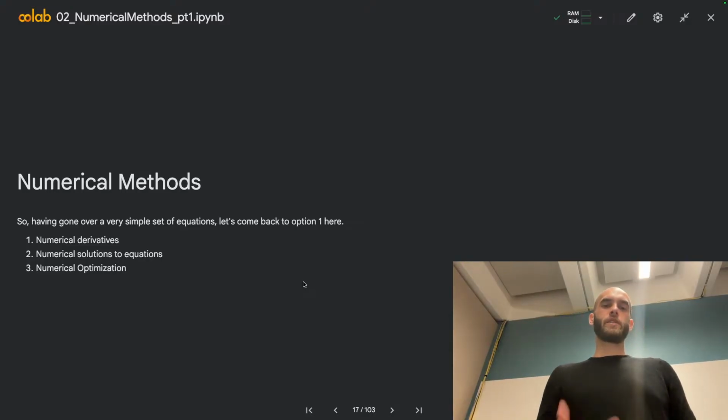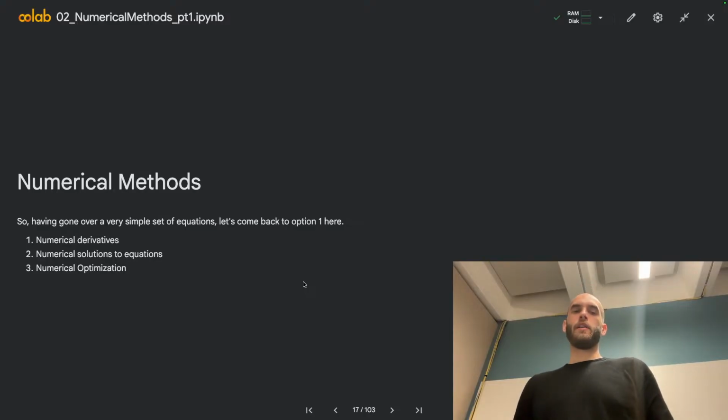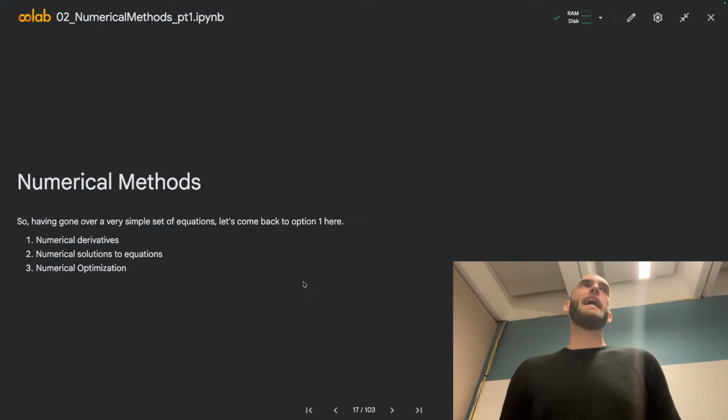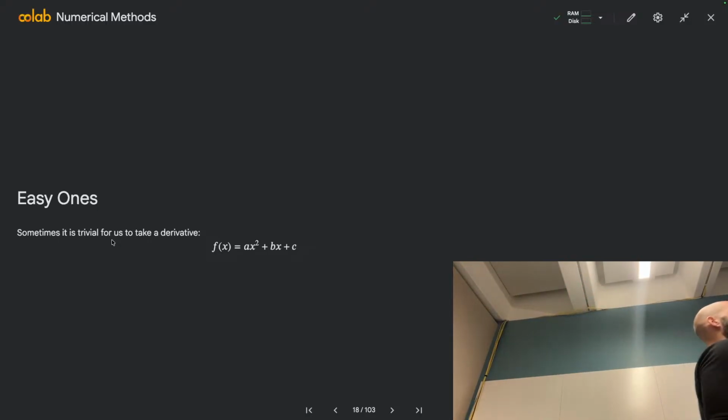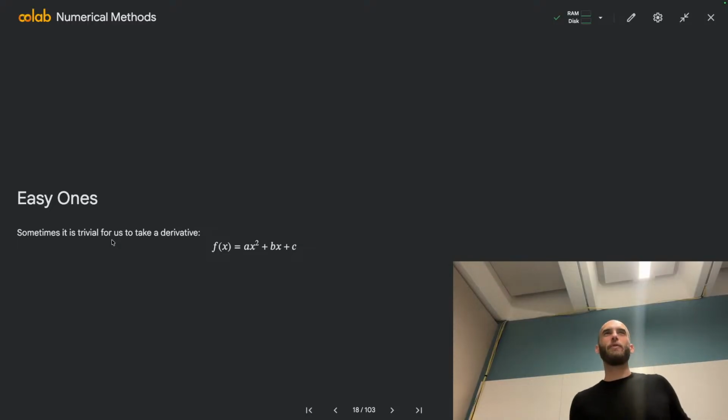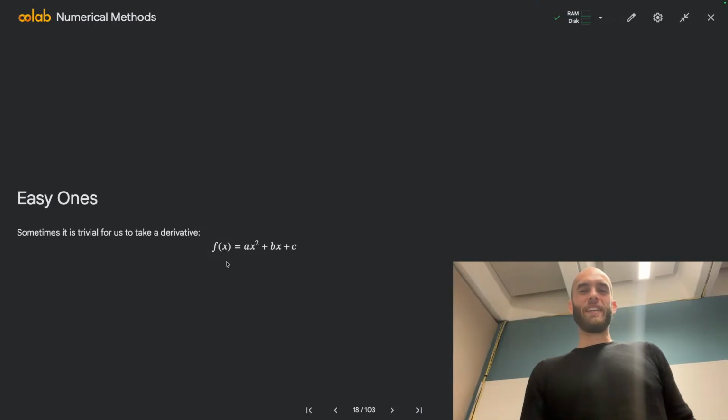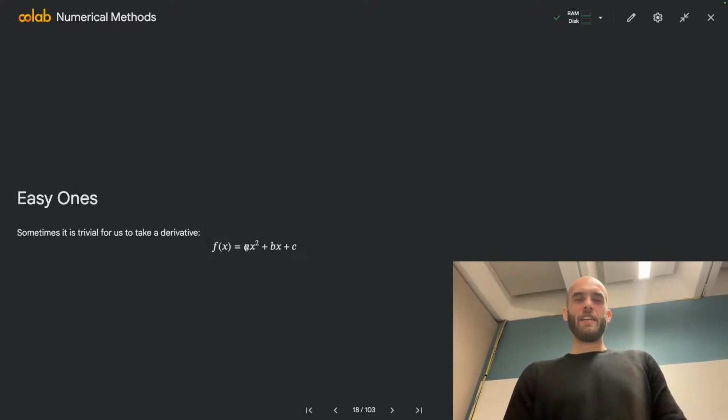So we've done simple systems of equations. Let's come back to working with functions and using a computer to give us derivatives. So we're going to come back to numerical derivatives. We can calculate derivatives of lots and lots of different things. If you're good with calculus, I think two of these will be easy and one of them will be hard. I'm going to give you three examples. This one, we have f of x equals ax squared plus bx plus c.